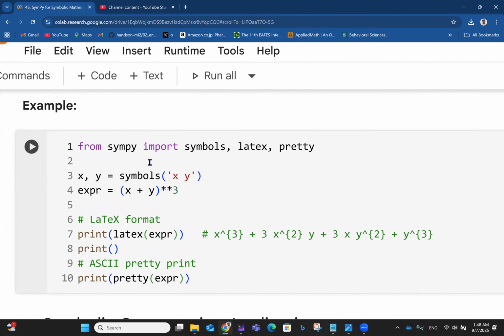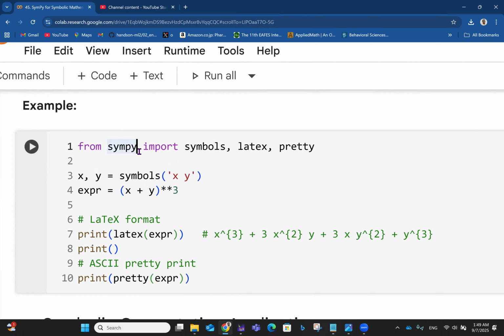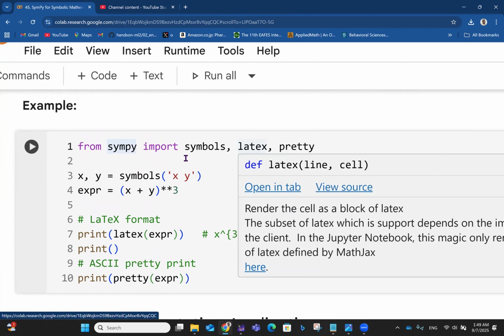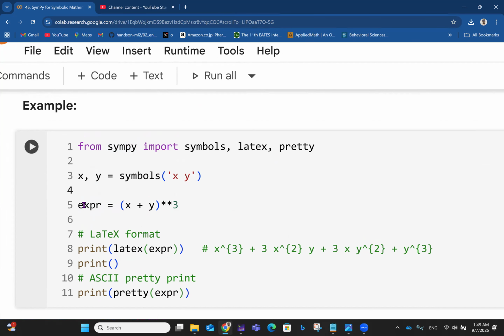So in this case, you have to import from SymPy import symbols. You must always import symbols because you need symbols to declare your variables as symbolic variables. Then, if you want to use LaTeX, you now import latex and pretty. Okay, so you now have x, y = symbols('x y'). So that's you declaring x and y as symbolic variables. And then you have this expression (x + y) raised to power 3, like that.